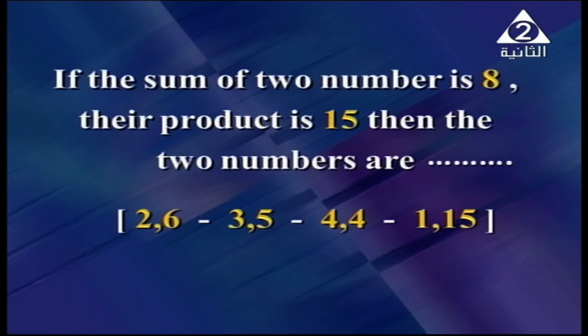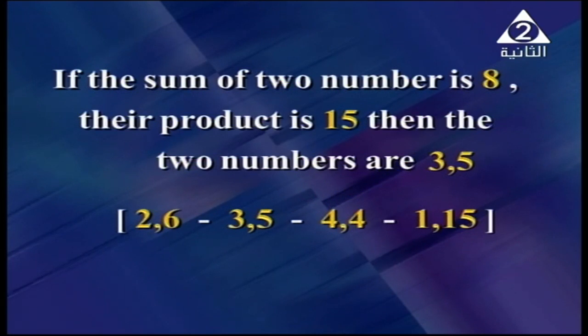If you think about the first choice, which is 2 and 6, what are you going to notice? That the sum of 2 and 6 is 8, but their product is not 15. So we cannot choose the first one. What about 3 and 5? Yes, their sum is 8, and their product is 15. Product, of course, means the multiplication. So in this case, we are going to choose the two numbers, 3 and 5.